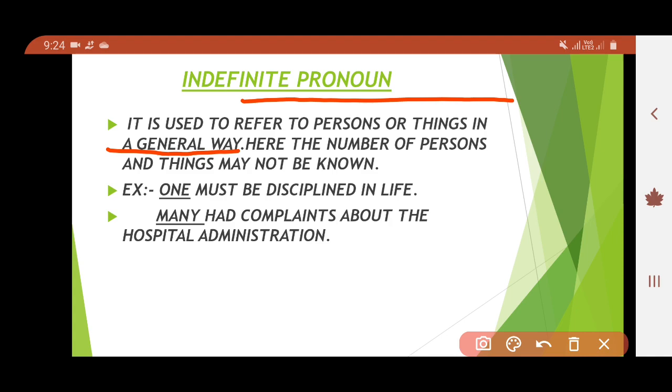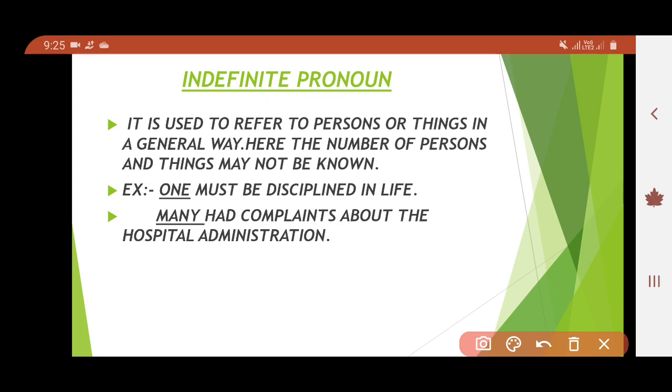So here the number of persons and things may not be known. I have told you that it is not particular, it is not special. It is just general or any. The number of persons or the number of things may not be known. We cannot say that it is talking about 1%, 2%, 3%. The number cannot be known.